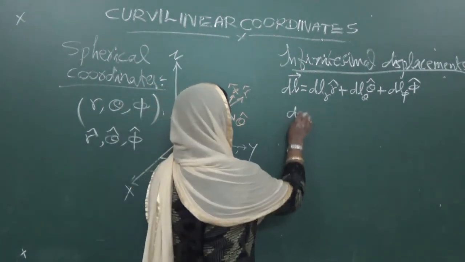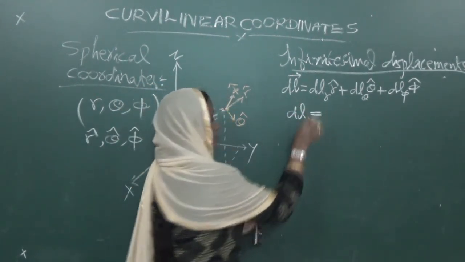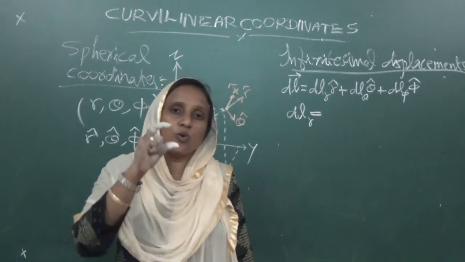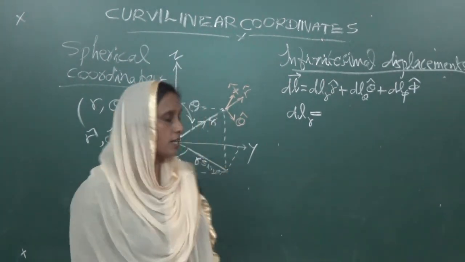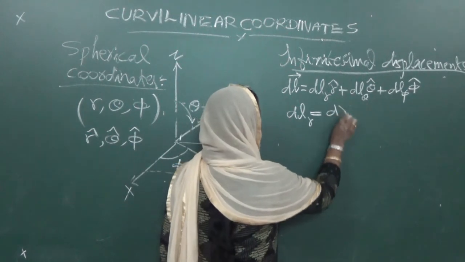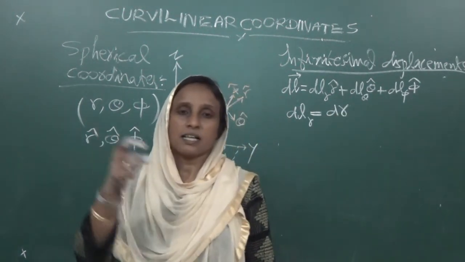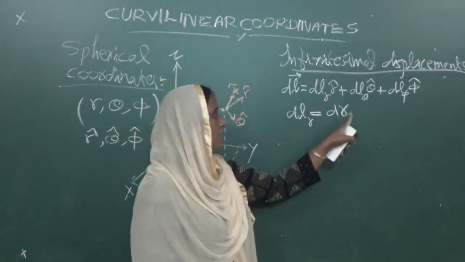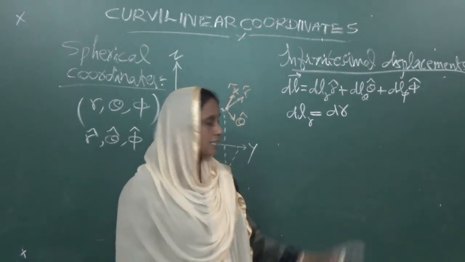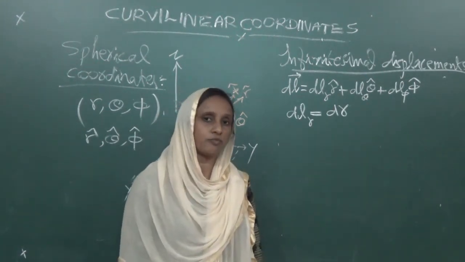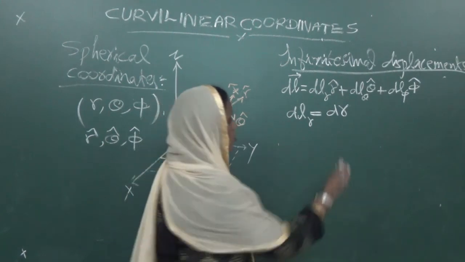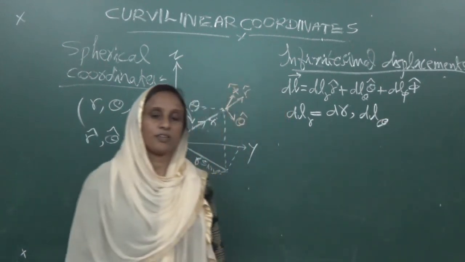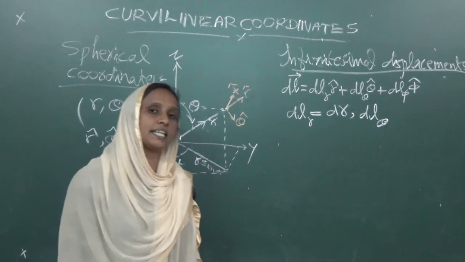What is dl_r? dl_r represents the infinitesimal change in displacement along the direction of the radial vector. Okay, we can represent this by dr, just like we express dx, dy, etc. So dl_r is dr. Its dimension is the dimension of displacement. Okay. Now, what about dl_theta? We need dl_theta. What is dl_theta?